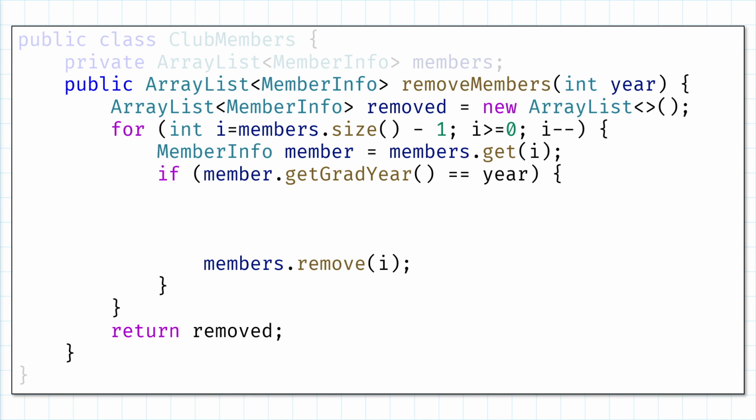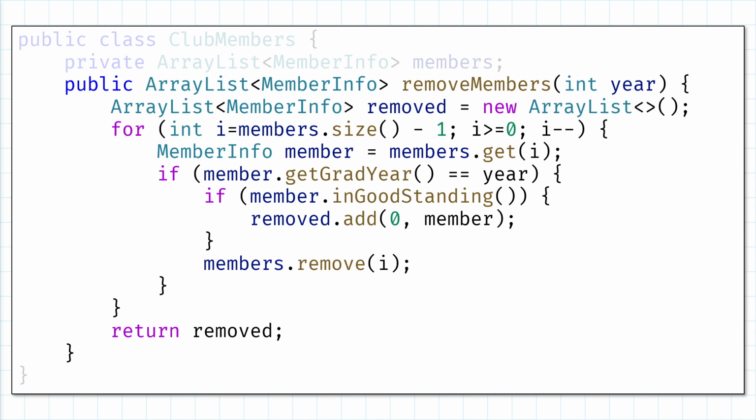Assuming that the current member is set to graduate in the year we're looking for, we remove them from the members list. But we're not quite done yet. We also need to see if they're in good standing. We do that with a nested if statement, again calling a method on the member object from the list. And if they're in good standing, they get added to the removed array list that's returned at the end.